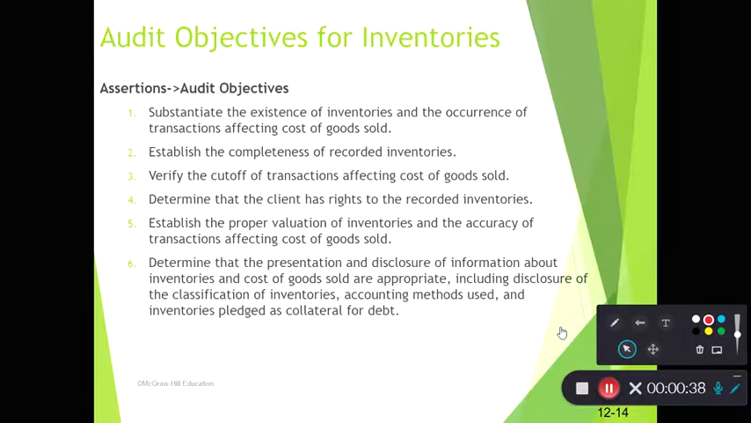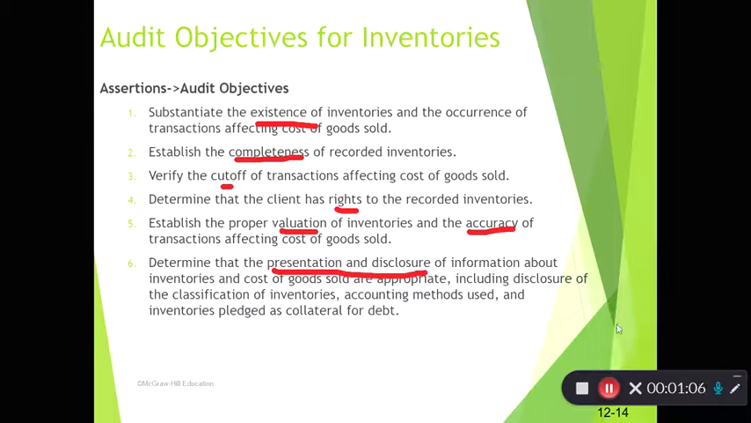Again, we have these six assertions: existence, completeness, cutoff, rights and obligations, valuation, and accuracy, which we kind of lump together. And then we have presentation and disclosure, right? So those are the six assertions. And how they relate to the transaction cycle is what makes it an audit objective, right?